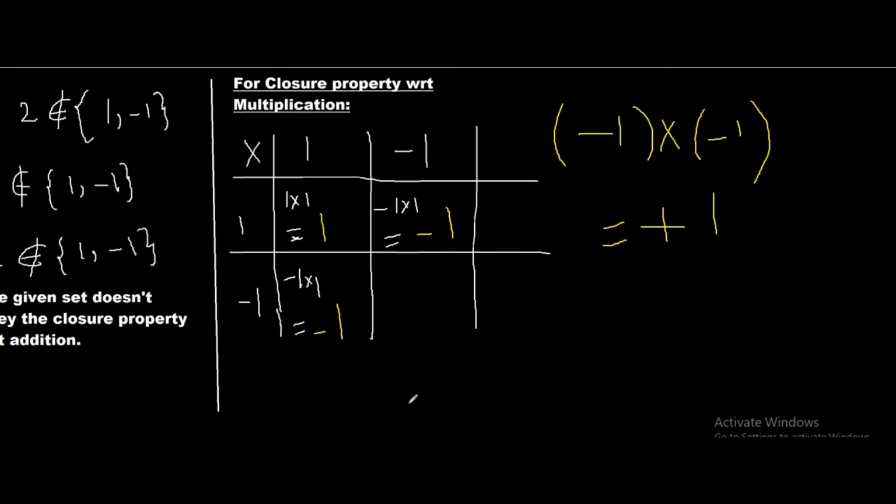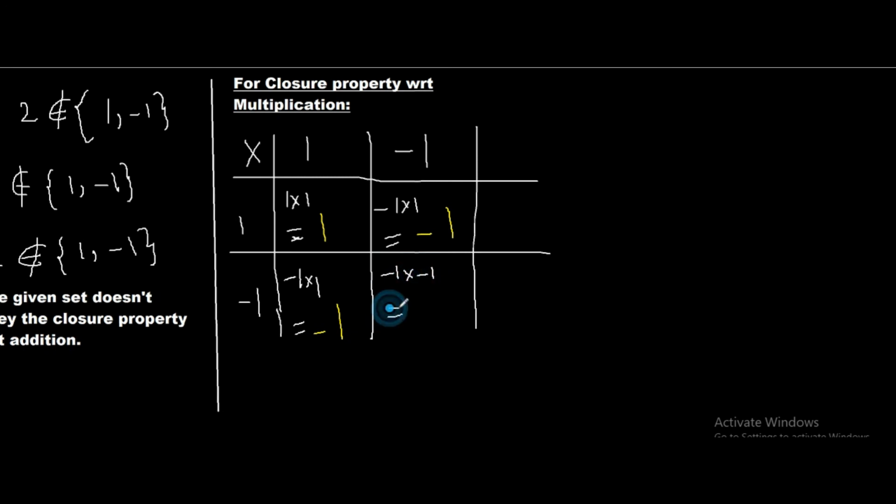So this is negative 1 multiplied by negative 1. Let me erase it. So you have negative 1 multiplied by negative 1. It is better if you are using the brackets, otherwise no problem. So negative is positive, and 1 is 1. So this is positive 1.